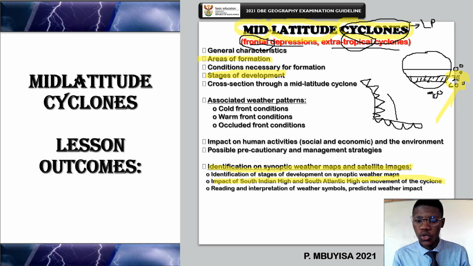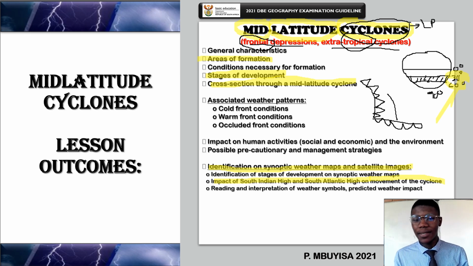And we also think about how you actually interpret weather symbols on a synoptic weather map and on a weather station. Remember, weather stations are always found on synoptic weather maps. So that's what you need to know. There's going to be a question, of course, that looks at the cross section of a mid-latitude cyclone, so that's why I'm not going to talk about it now. And yeah, so those are the things that you need to know.